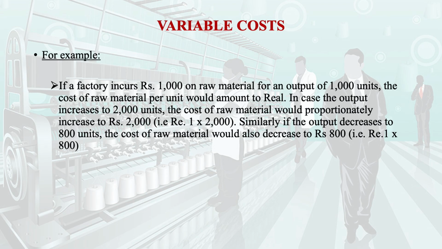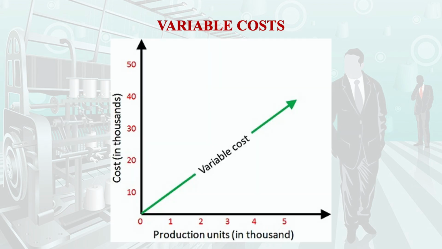Now in case the output increases to 2000, the cost of raw material would proportionally also increase to 2000. Again, the variable cost will be 1 rupee per unit. Similarly, if output decreases to 800, the cost of raw material will also decrease to 800 rupees. With the help of a graph, I would like to explain or show you what is variable cost.